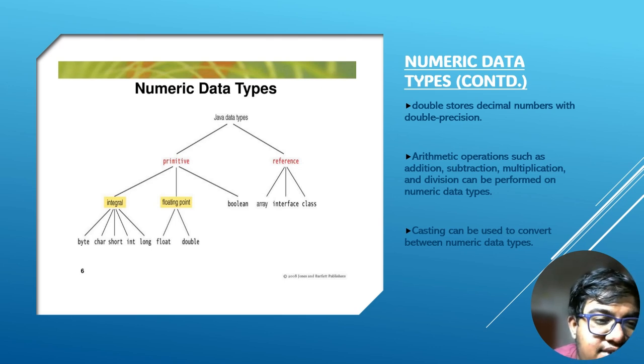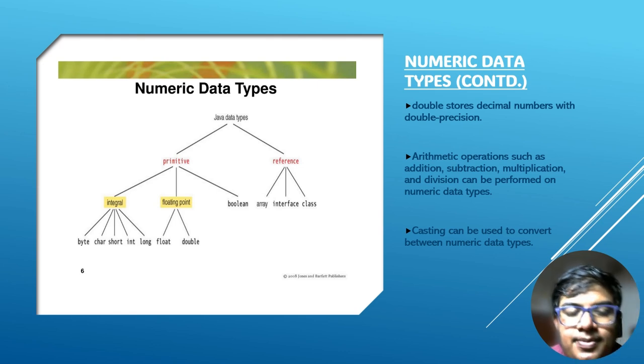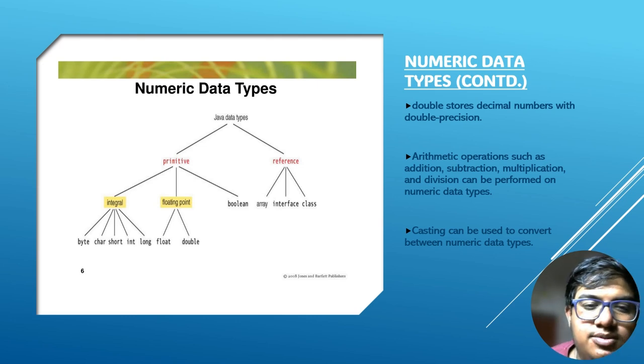So first, from Java data types you have primitive and reference. The primitive goes to integral and floating point, while integral has byte, char, short, int, long, and the floating point has float and double. And one of the last of the primitive is the boolean, which is the logical data type. In reference we have arrays, interface and classes, which we will study further in other classes in the other videos I'll upload. So let's move on.